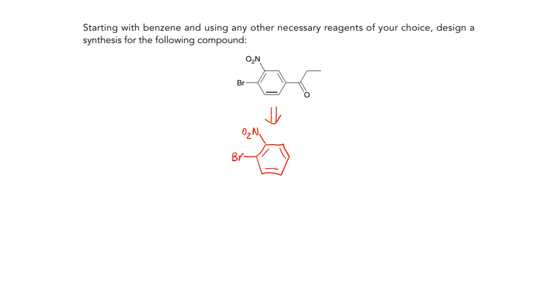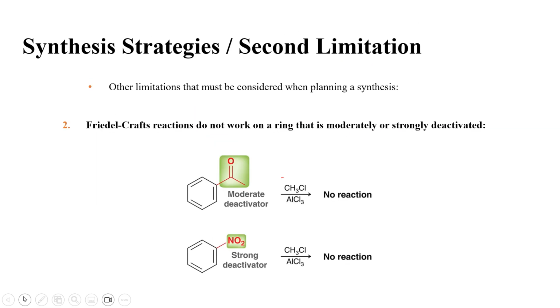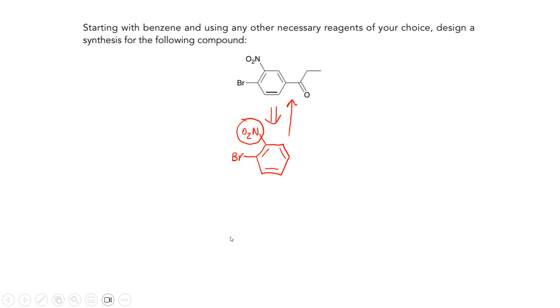Okay. Now, to go this way, we need to ask ourselves, the only way we're going to get this group on is through a Friedel-Crafts acylation, right? Because this is an acyl group. But remember what we said, that we can't do an acylation with a strong deactivating group. That was one of the limitations. Let's go back again. You cannot do Friedel-Crafts in the presence of a strong deactivator. So that option is gone. So we've got to think of something else.